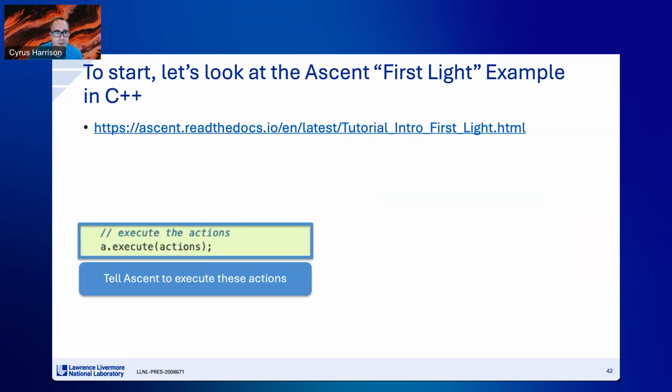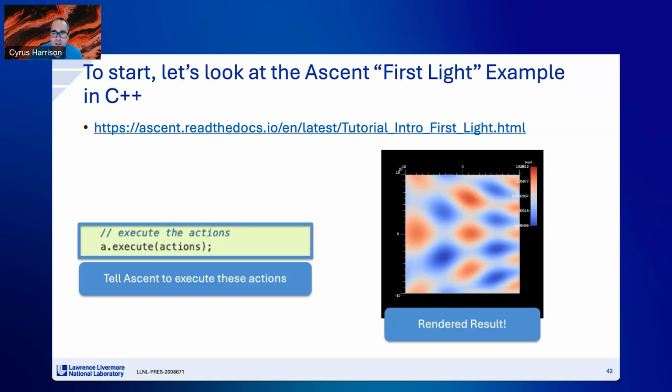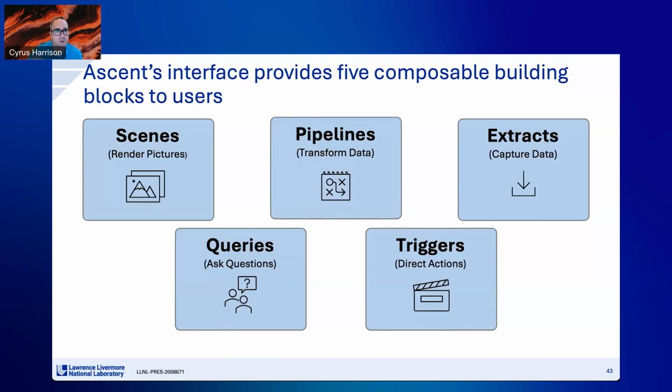Then we execute, fantastic. So we pass that Conduit node that has that hierarchical description to Ascent, and we get a picture, right? So that's where we're at. And this picture just has a default camera angle, and it shows you the braid pattern, and the rest of the time you get to learn about all the other fun things we can do, right?